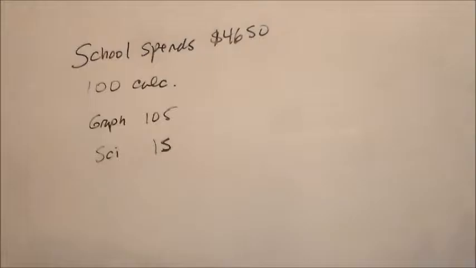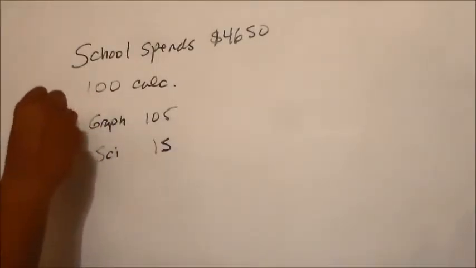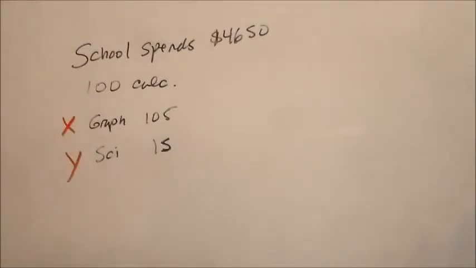Now the first thing, and this is the toughest part, is setting up your system of equations. The way you have to look at it is you're going to have two variables. One variable is going to mean one team or thing, the other variable is going to mean the other thing. So let's say x and y. Let x be our graphing calculator and y be our scientific calculator.